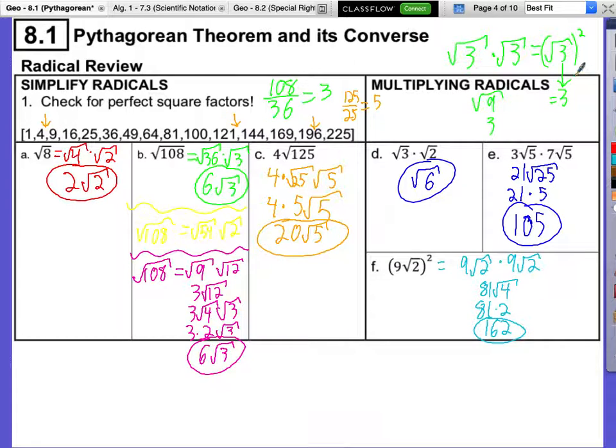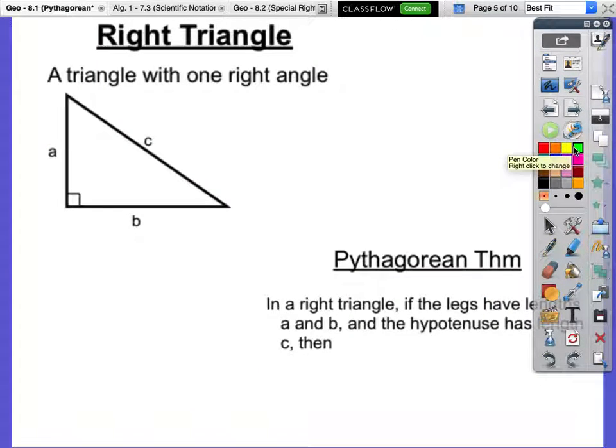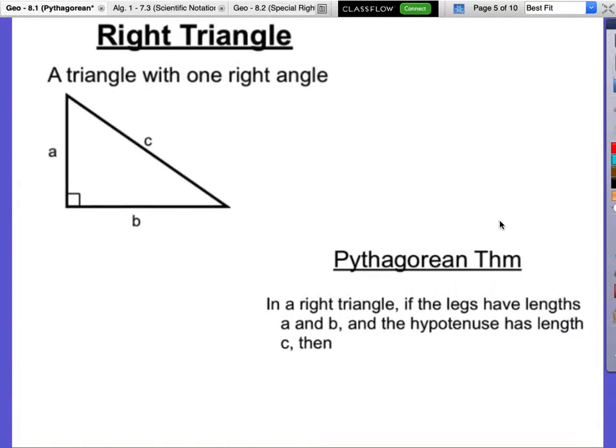Okay. Now we're going to go to some newer stuff. Right below this, right triangle. A right triangle is a triangle with one right angle. Refresh my memory. What's the measure of a right angle? 90 degrees. Awesome. That's some good class participation. I'm proud of you guys on that one, okay? So if we call these sides A, B, and C, we'll call A and B the legs.